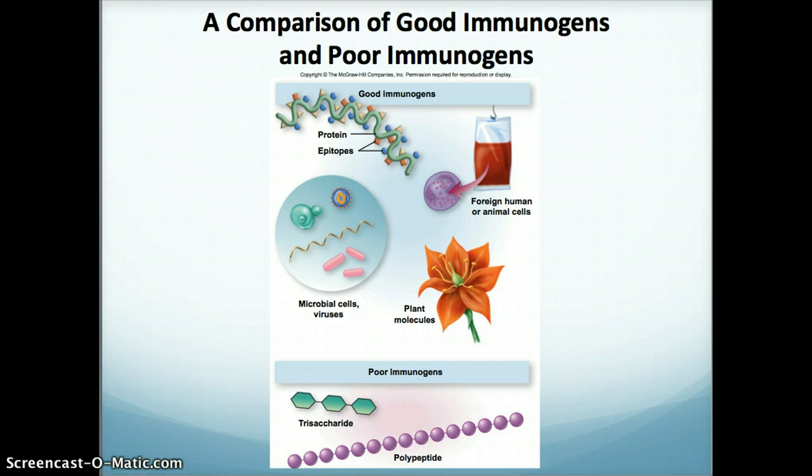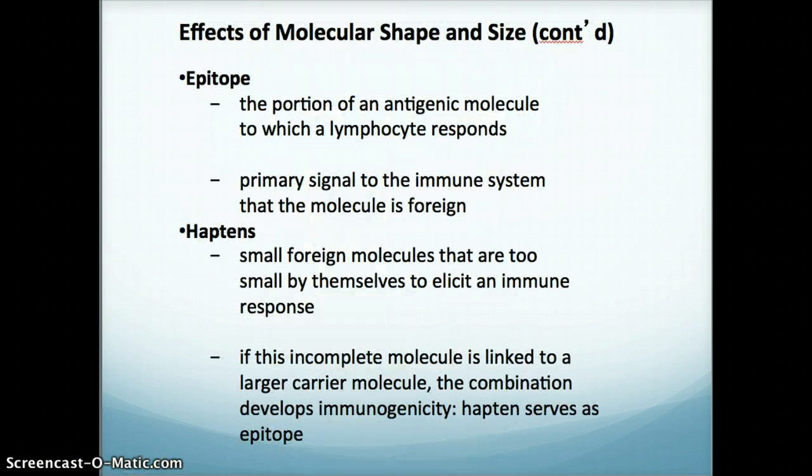So when we look at those more complex immunogens and the ones that elicit a good immune response, we're looking at the epitope of it, which is the portion of that antigen which a lymphocyte will respond to. And it's the primary signal to the immune system that the molecule is foreign. So it's what that lymphocyte will see as foreign.